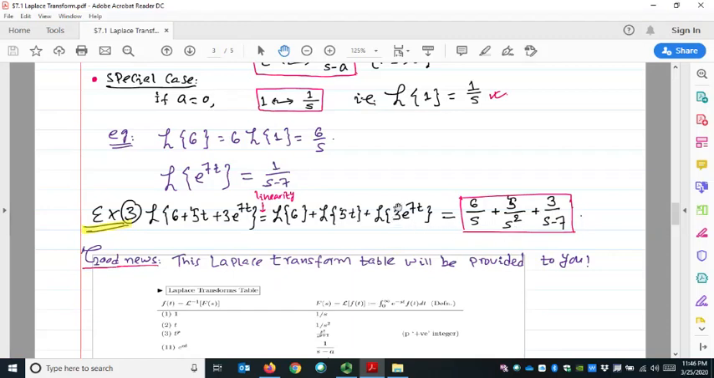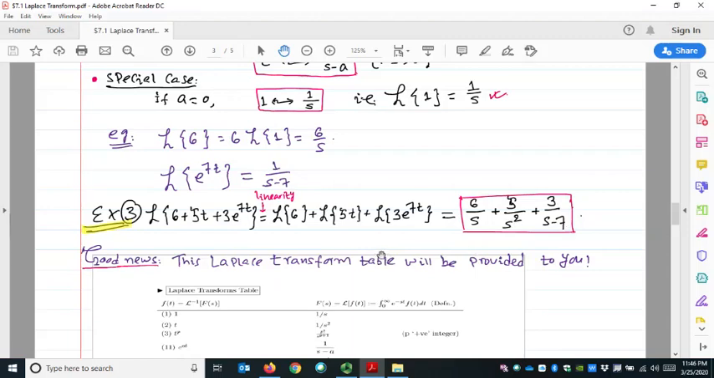Similarly, I can put the 3 outside the Laplace transform and compute the Laplace transform of e to the power 7t, which is 1 over s minus 7, and multiply by 3, so it becomes 3 over s minus 7.